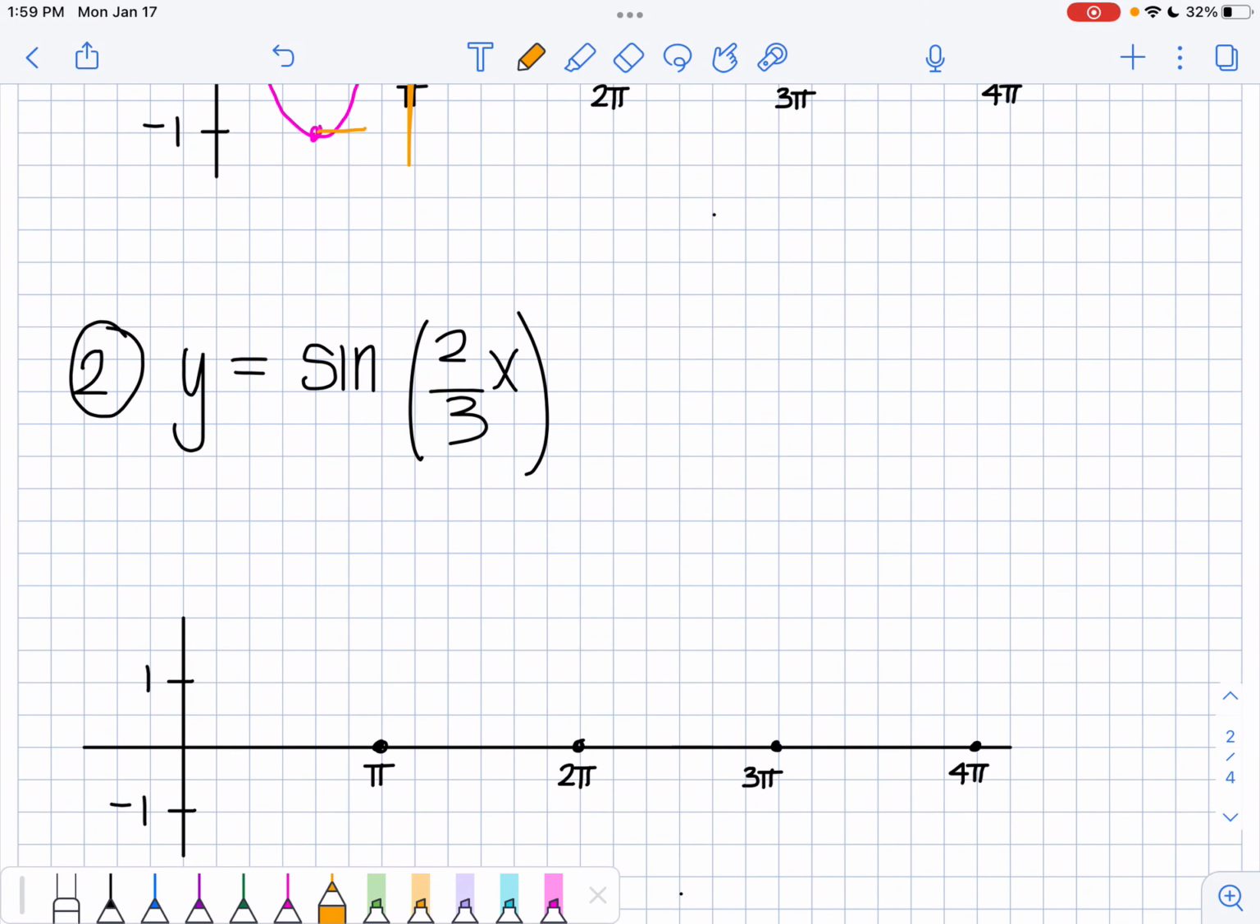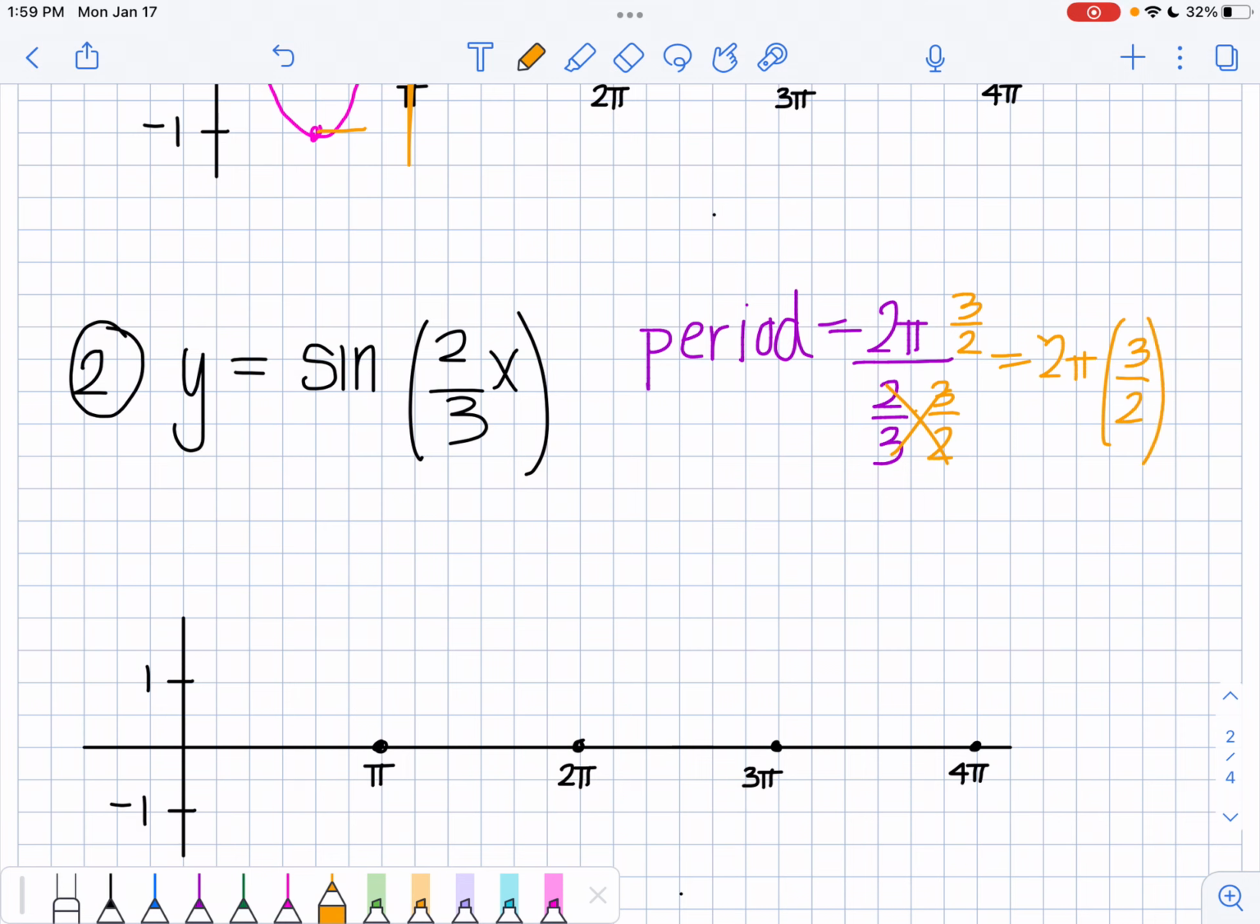Y equals the sine of 2/3 x. So again, I have to find my period. The period equals 2 pi divided by b, and my b in this case is 2/3. I don't want to have to deal with a fraction in a fraction, so I'm going to multiply the top and the bottom by 3/2. So this becomes 2 pi times 3/2. My 2's cancel out, and I'm left with 3 pi.